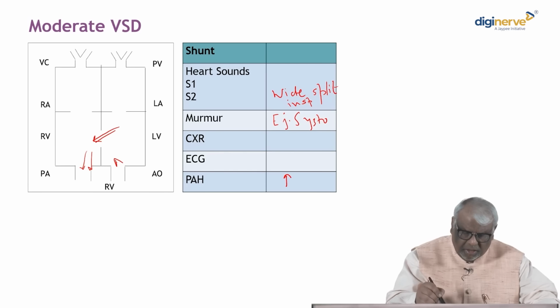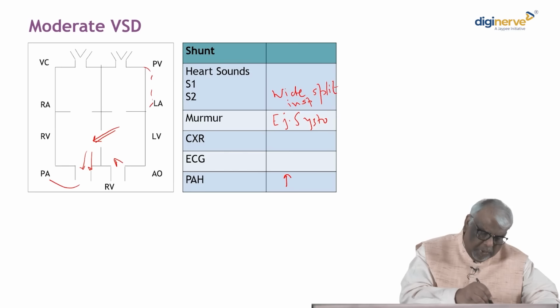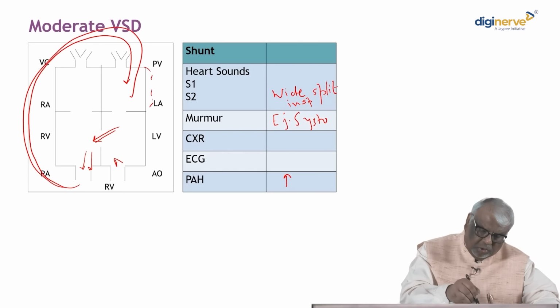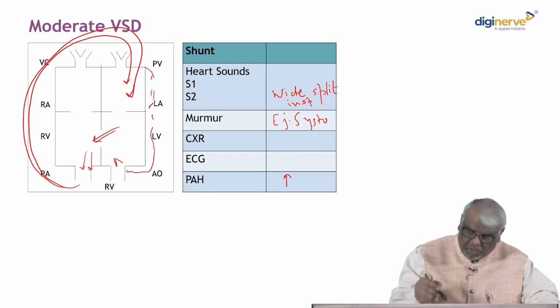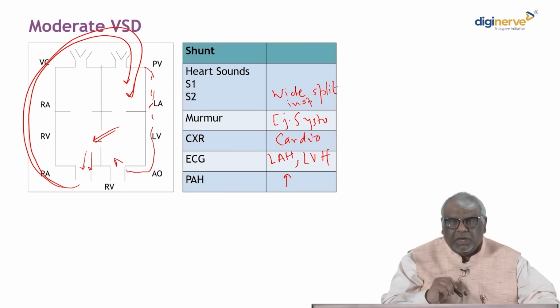The chest X-ray, because of this, may show left atrial enlargement, because more blood is flowing through this circulation and then coming again into the left atrium. So, this may result in left atrial and left ventricular cardiomegaly, and may show left atrial hypertrophy and left ventricular hypertrophy. These are the differences which occur in a moderate VSD.